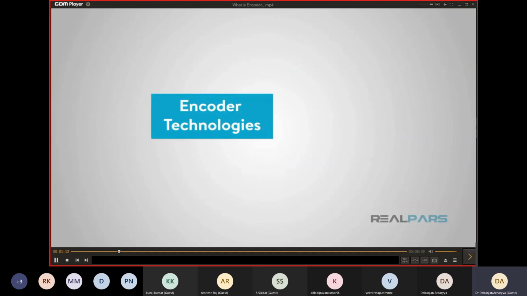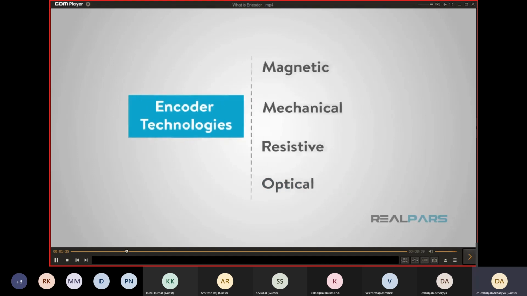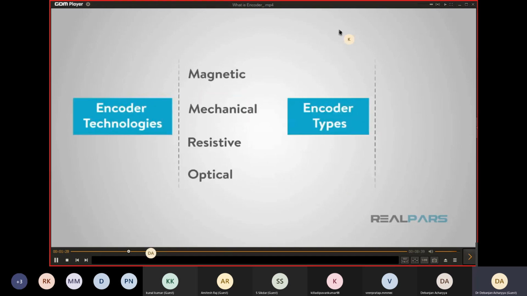Some of the technologies involved in encoders are magnetic, mechanical, resistive, and optical. Optical is the most widely used encoder motion translating technology. There are different types of encoders, such as absolute and incremental. We will describe those in greater detail in a future lesson.